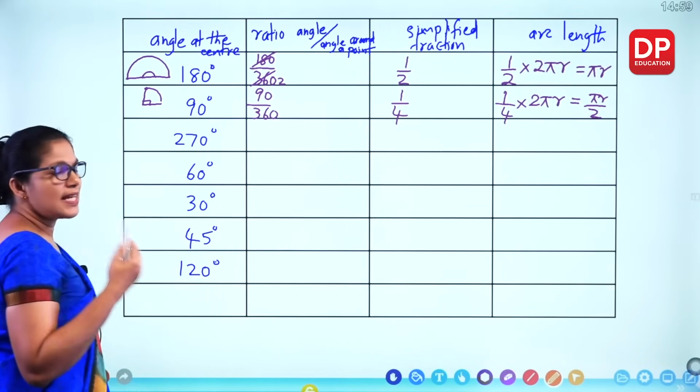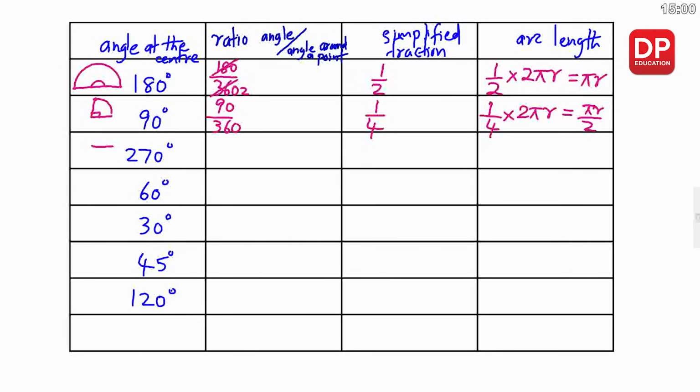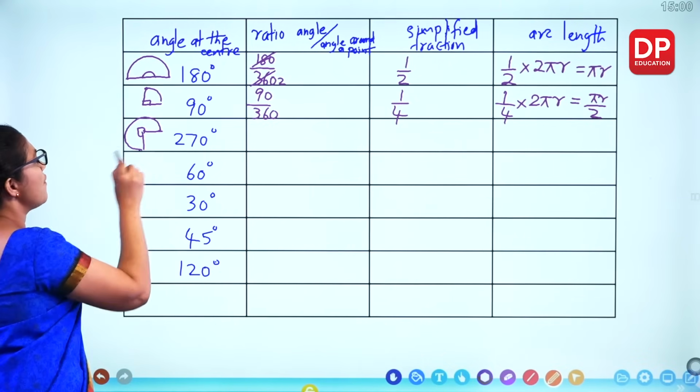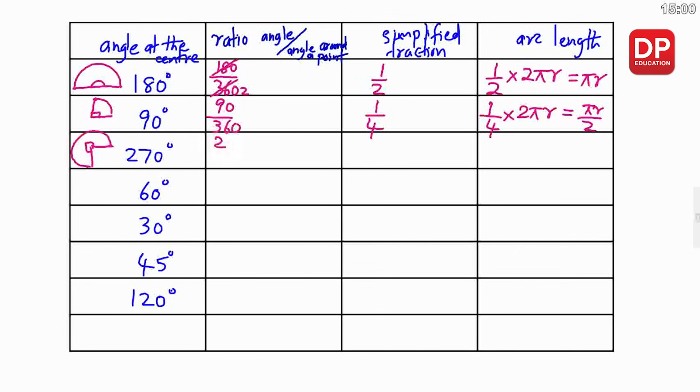If it's 270, what's the shape? You're getting a shape like this. So this is 270. So here, how can we find out the arc length? Angle divided by 360, and when you simplify, you get 9 times 3 and 9 times 4. So 3/4. So what's the arc length? 3/4 into 2 pi r.